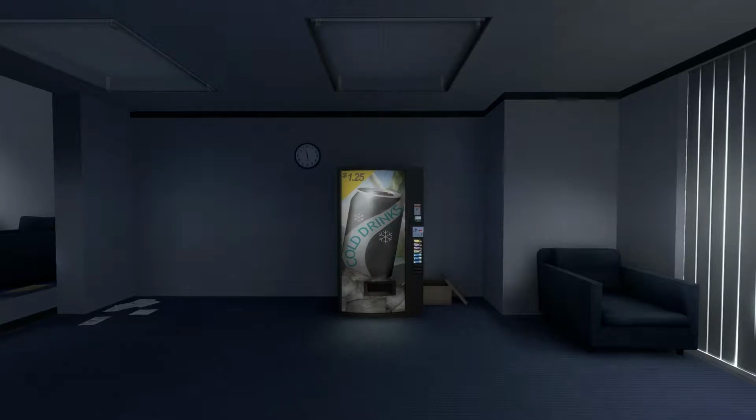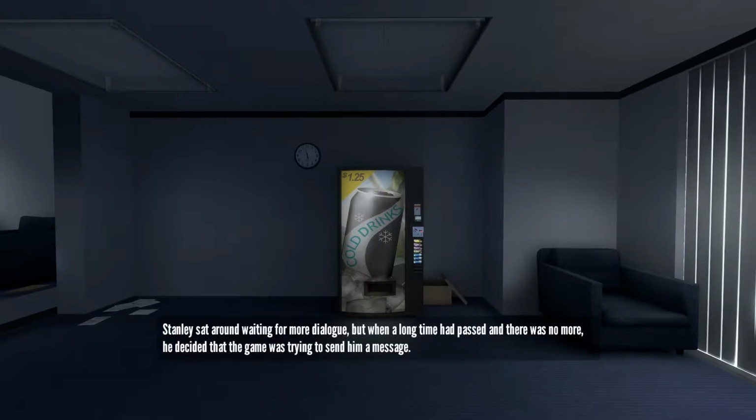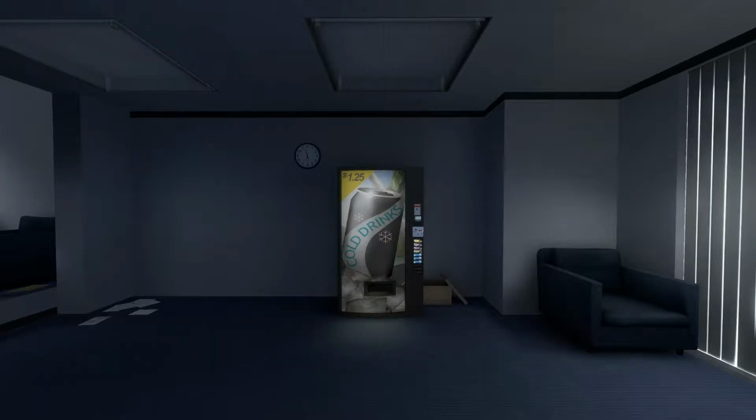Look at that machine. Such a beautiful machine. Stanley sat around waiting for more dialogue. But when a long time had passed and there was no more, he decided that the game was trying to send him a message. Well, you're still talking to me, dude, so I don't think so.